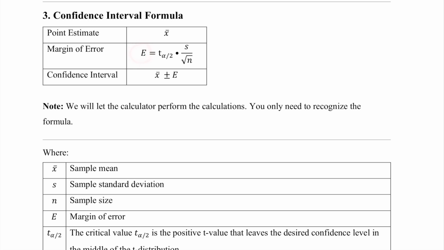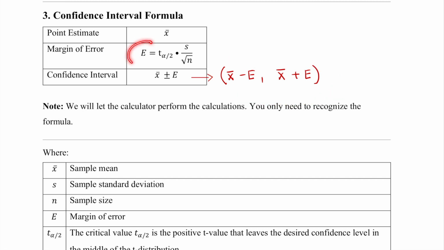You may also see the confidence interval written in interval notation. These two forms mean the same thing. The first value, x bar minus E, is the lower bound, and the second value, x bar plus E, is the upper bound. So the lower bound is the smallest value in the interval, and the upper bound is the largest value in the interval. When you use a calculator, it will usually give the confidence interval in interval notation form.